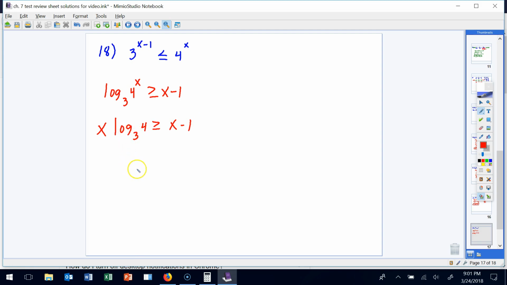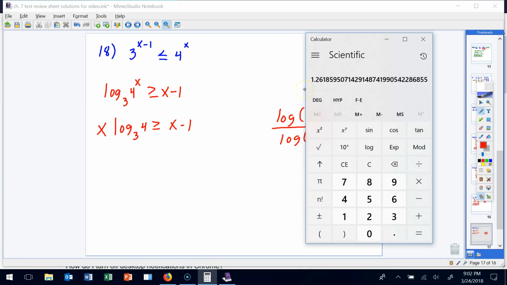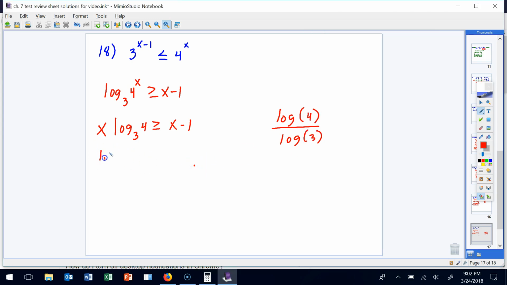Okay, so let's go back to our change of base formula. We're going to do in our calculator log 4 divided by log 3 and see what that decimal is. And it looks like it's 1.2619. 1.2619x greater than or equal to x minus 1. Okay, so to solve for x, I need to get x's on the same side. So I'm going to subtract 1x from both sides.